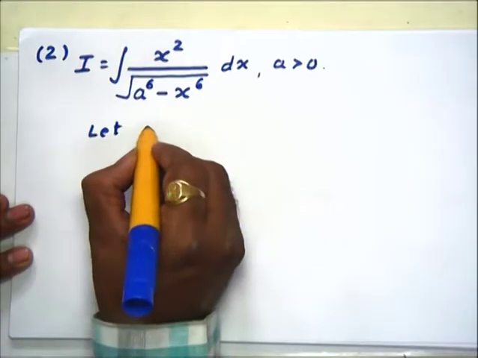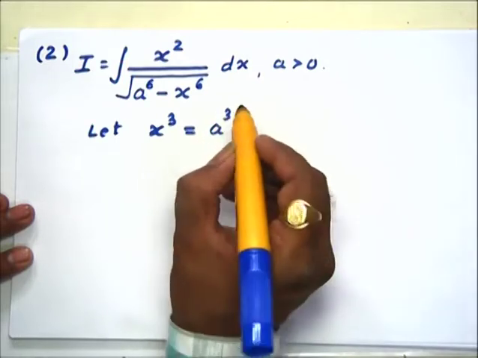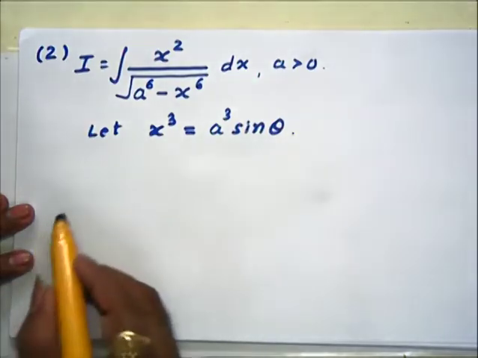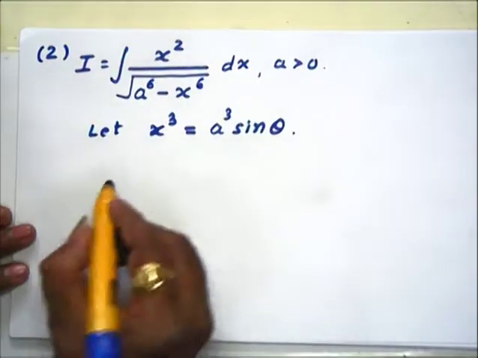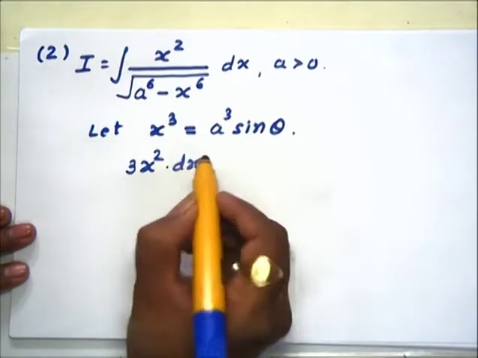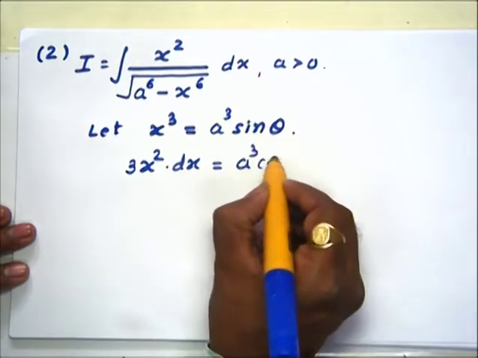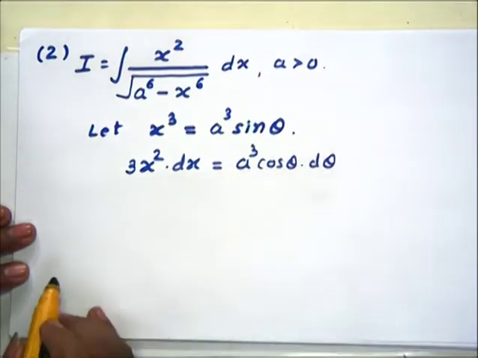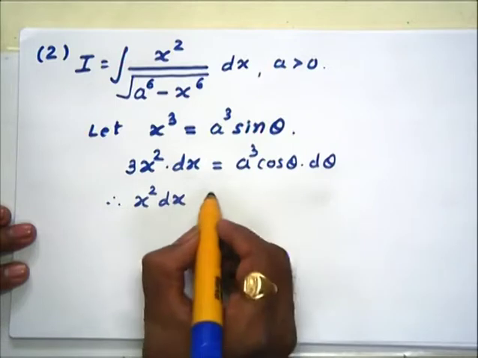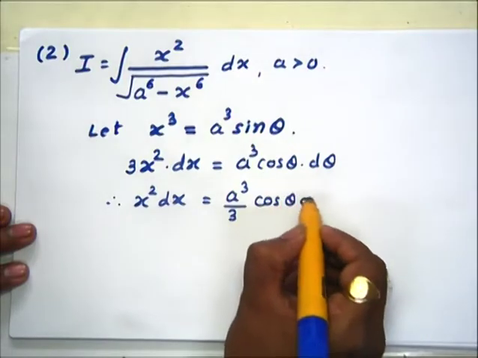So let's take x cube equal to a cube sine theta. Okay, now differentiate this with respect to theta. So this is 3x square into dx equal to a cube, derivative of sine theta is cos theta into d theta. Therefore x square dx equal to a cube by 3 cos theta d theta.